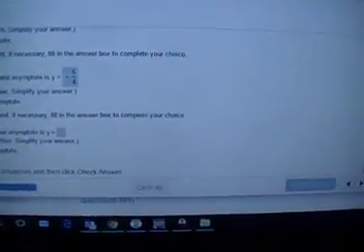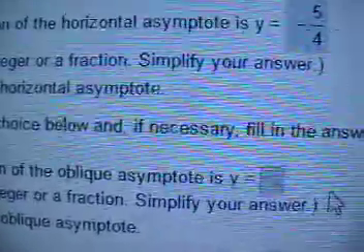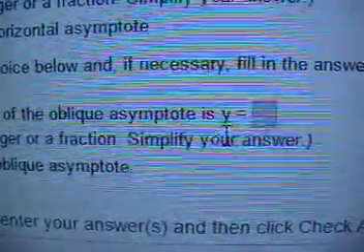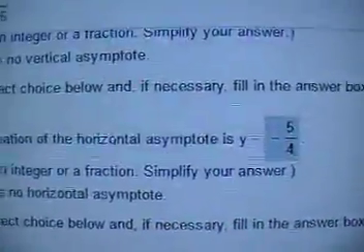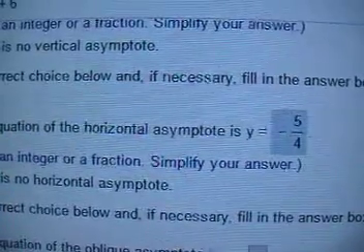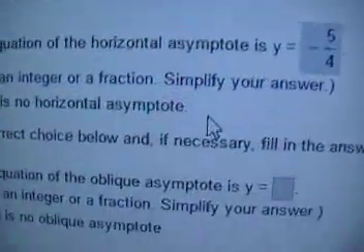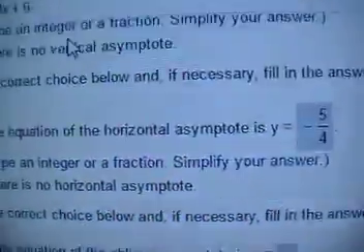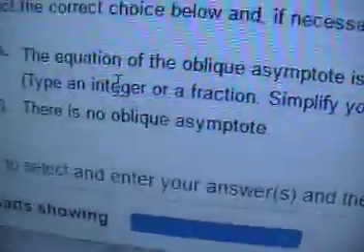One last case. Oh wait, there's also a concept called an oblique asymptote, which is a diagonal one. And you don't get one of these anytime there's a horizontal. You can never have both a horizontal and an oblique or sideways asymptote. So if you answered anything for the horizontal, then this is definitely going to be none.